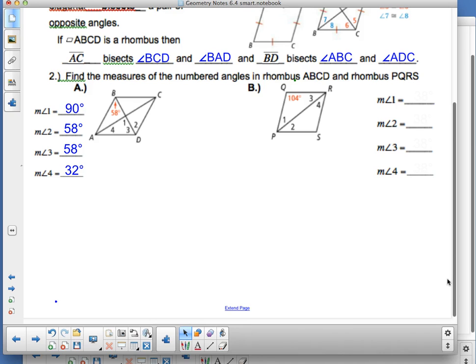Now, with that information about rhombuses, get after B. Go ahead, go for it.